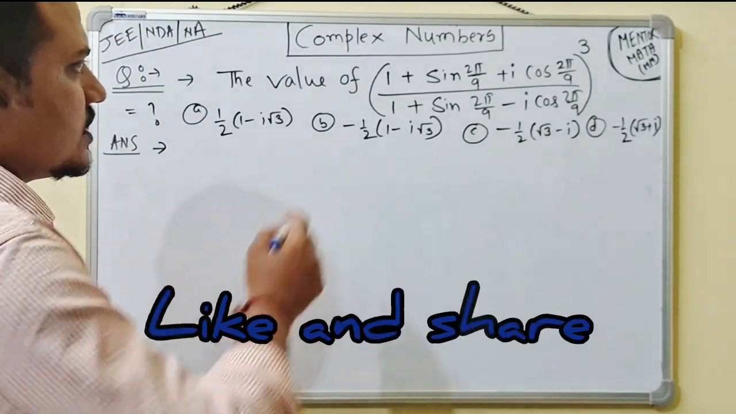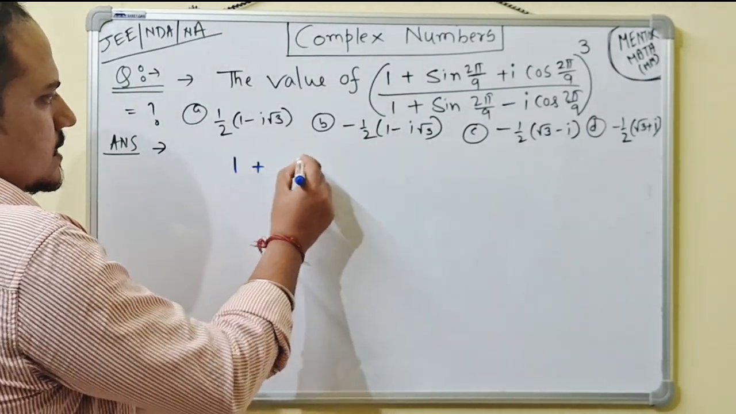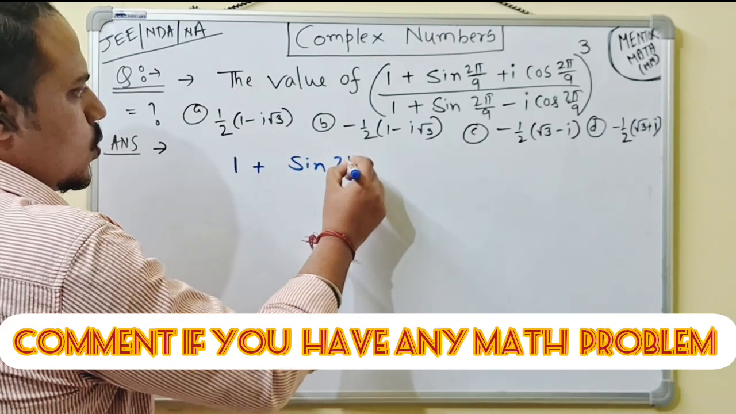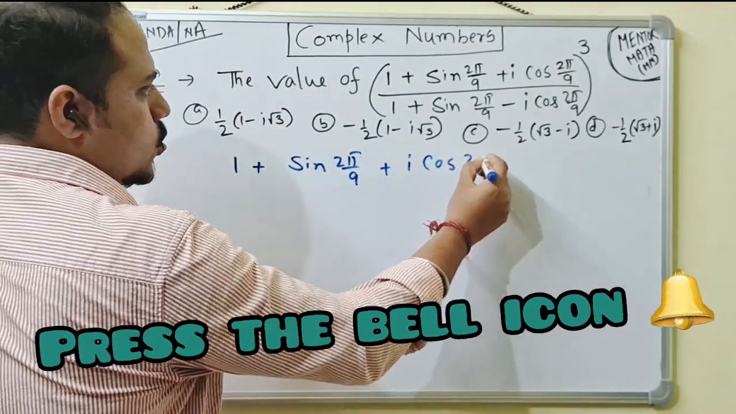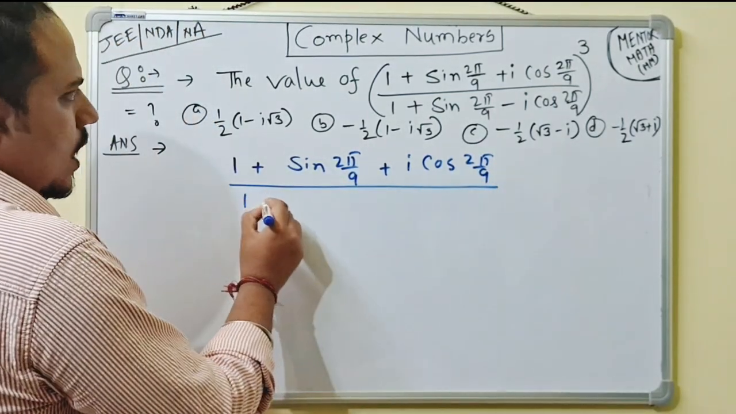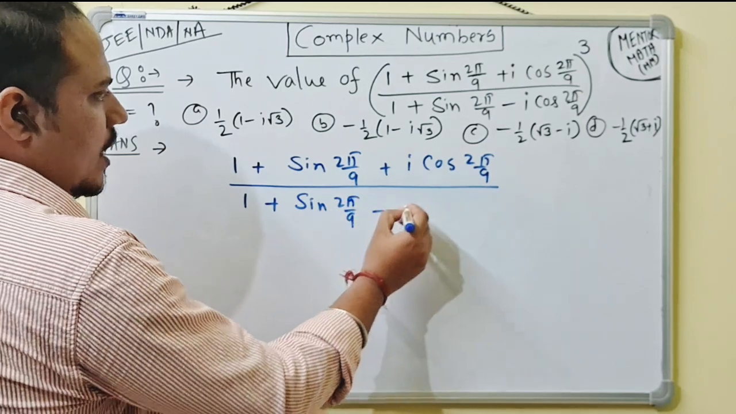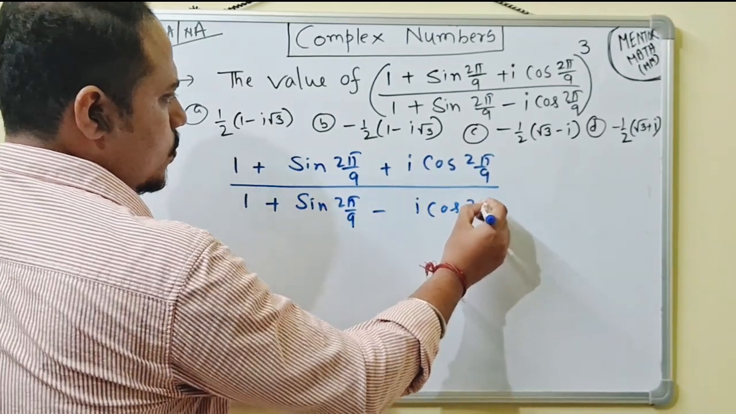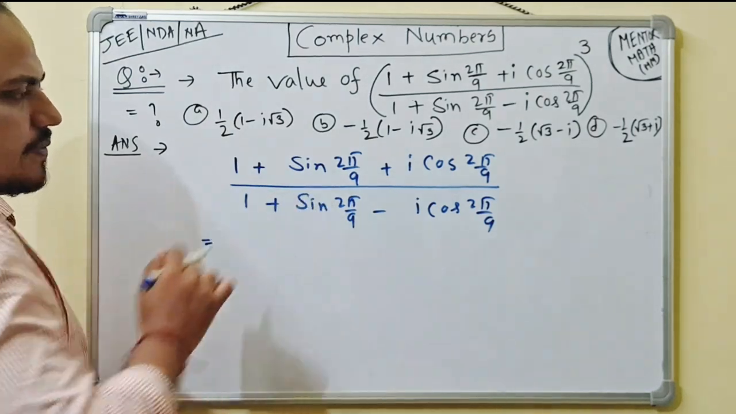So look at this. First of all, the expression is (1 + sin 2π/9 + i cos 2π/9) divided by (1 + sin 2π/9 − i cos 2π/9). So this is your given expression. Okay, this is the given expression.